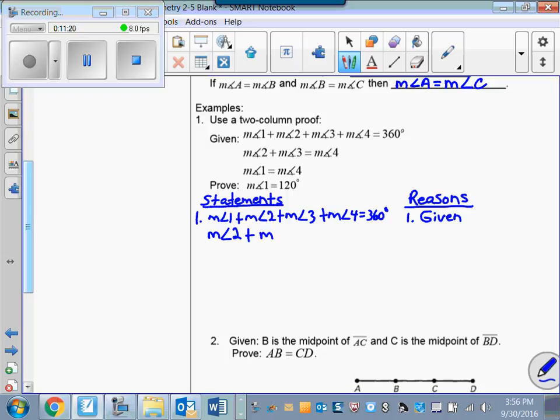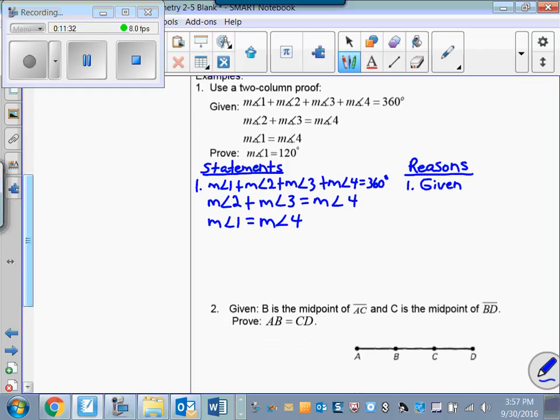Measure of angle 2 plus the measure of angle 3 equals the measure of angle 4. Measure of angle 1 equals the measure of angle 4. And I don't have to write given, given, given. Since I'm only making that one statement, I only need that one reason. Anytime your reason is the same for 2 steps in a row, you can combine those statements into one statement.